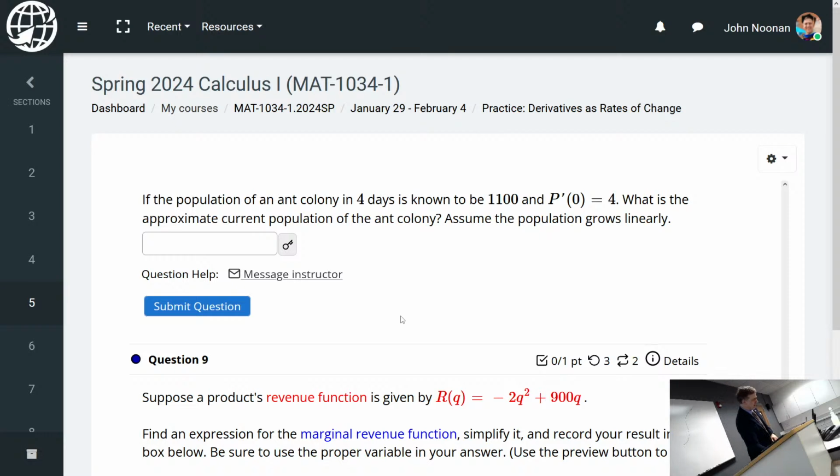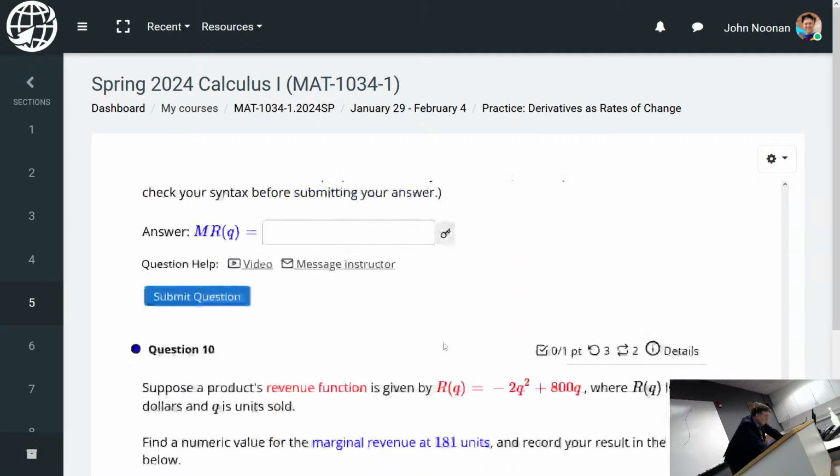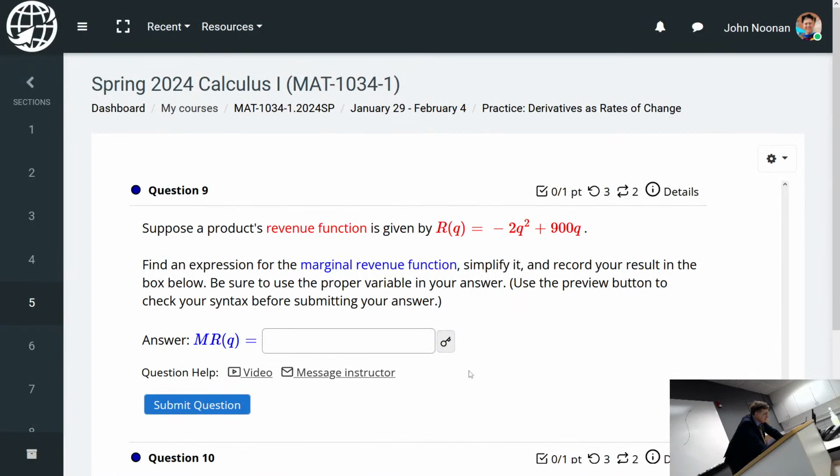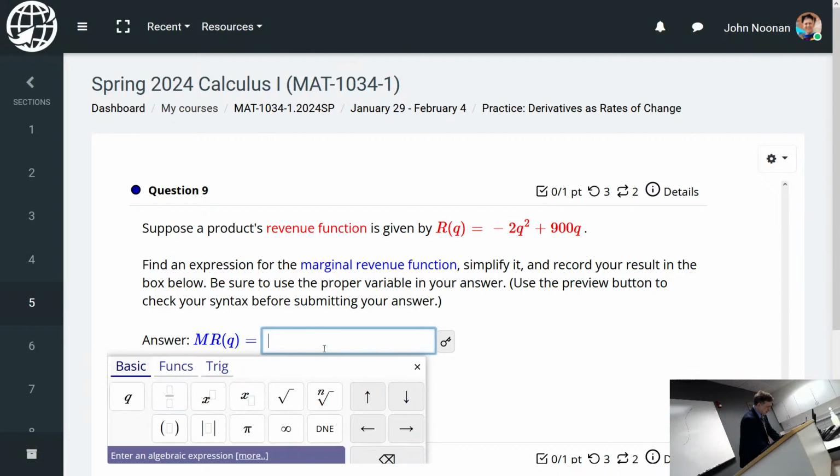Oh, did I get that one right? I'm curious. I'm sure I did. Yeah, 1084. All right, what do you got, Ethan? I was either way overthinking or way underthinking questions 9 and 10. Yes, you were way overthinking them. They are just as simple as you would think. So marginal revenue function is just the derivative of the revenue. Okay. So do the derivative. Oh. That's it. So here, yeah, that's it.